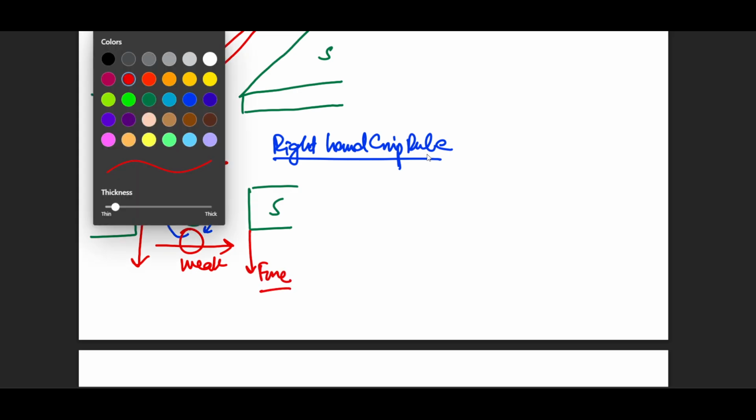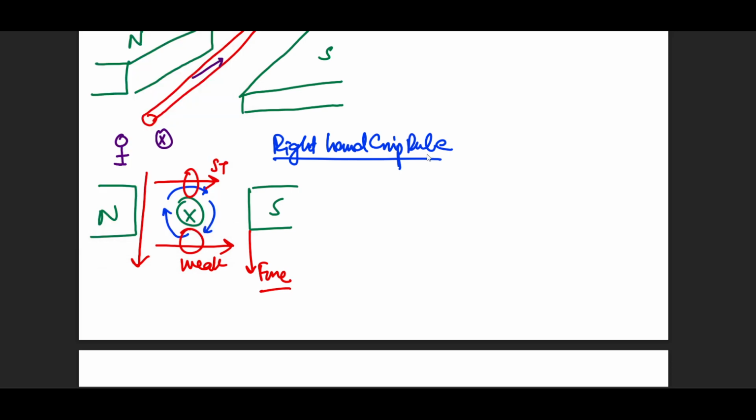Now, you could have found this by using Fleming's left-hand rule as well. What you could have done is point your first finger towards the right side, which is going to show you the direction of the magnetic field, which is from north to south.